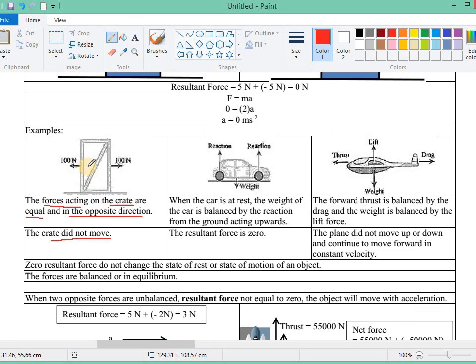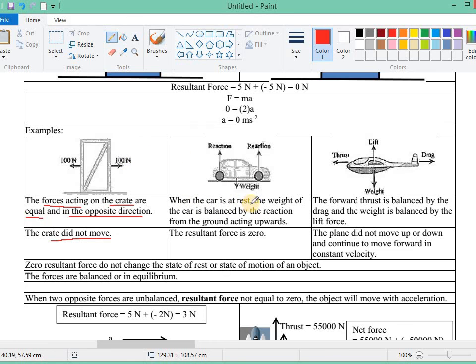Okay, this crate is originally not moving. So if you have 100 Newton to the left and to the right, then the crate is not going to experience acceleration. Okay, that means no change in the velocity.